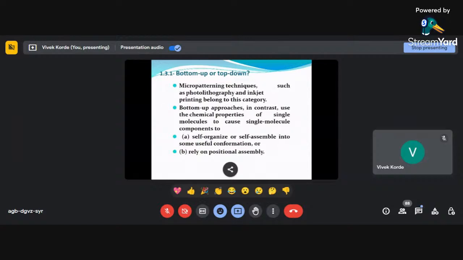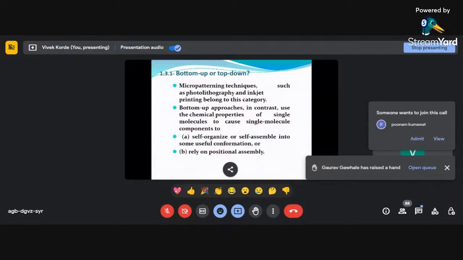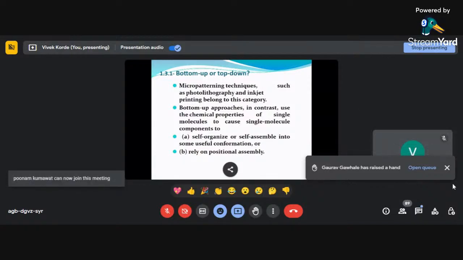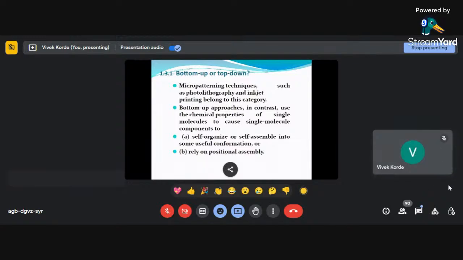Then micro patterning techniques such as photolithography and inkjet printing belong to this category. These are very, very important techniques. With the help of photolithography, many nano devices and micro devices can be built in a specific manner. Then bottom-up approaches, in contrast, use the chemical properties of single molecules to cause single molecule components to self-organize or self-assemble into some useful conformation, or rely on positional assembly. That means here also we can put single molecules in a particular pattern, and we can execute that assembly for the nano device.